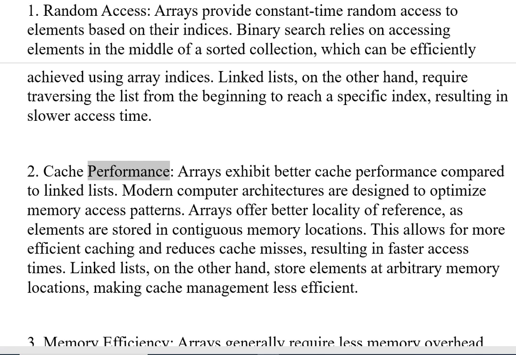2. Cache performance. Arrays exhibit better cache performance compared to linked lists. Modern computer architectures are designed to optimize memory access patterns. Arrays offer better locality of reference, as elements are stored in contiguous memory locations. This allows for more efficient caching and reduces cache misses, resulting in faster access times. Linked lists, on the other hand, store elements at arbitrary memory locations, making cache management less efficient.